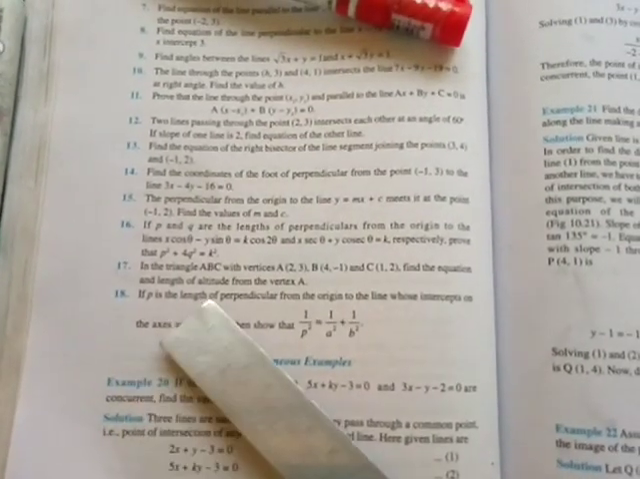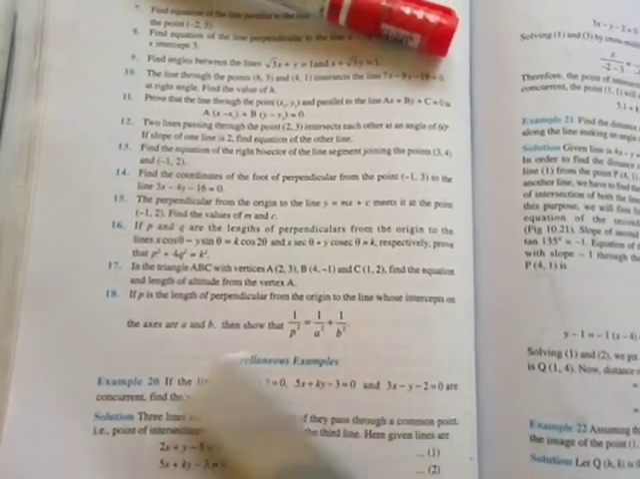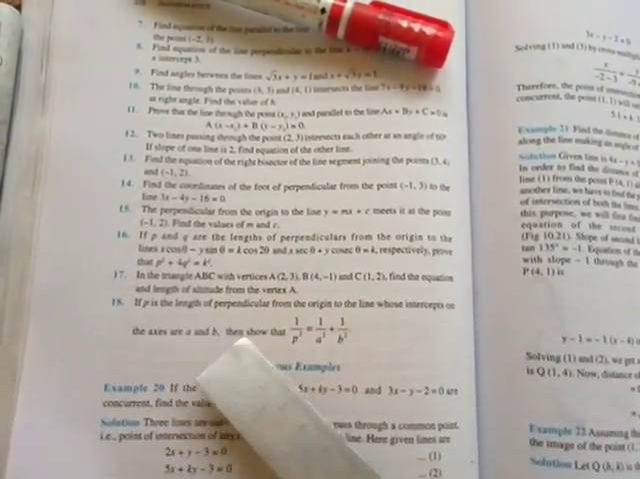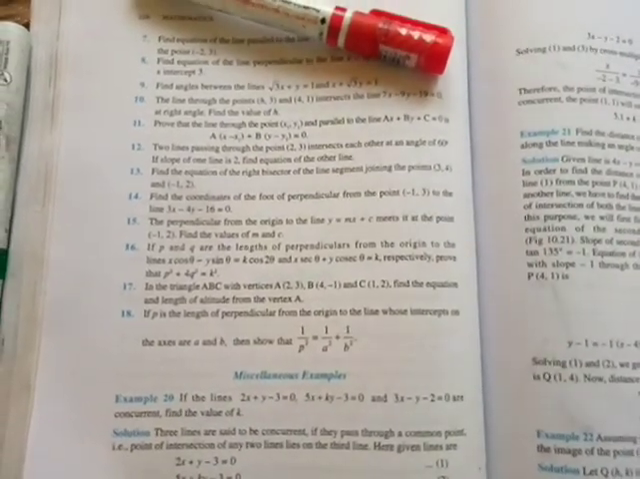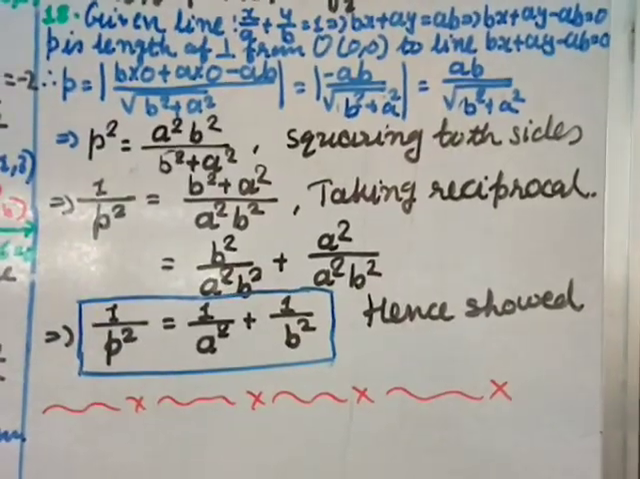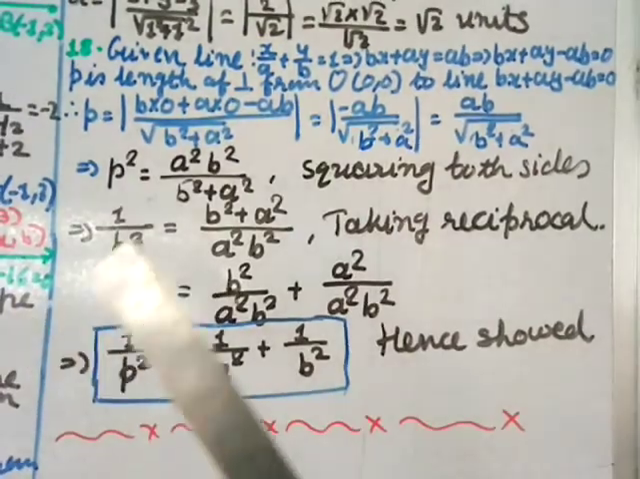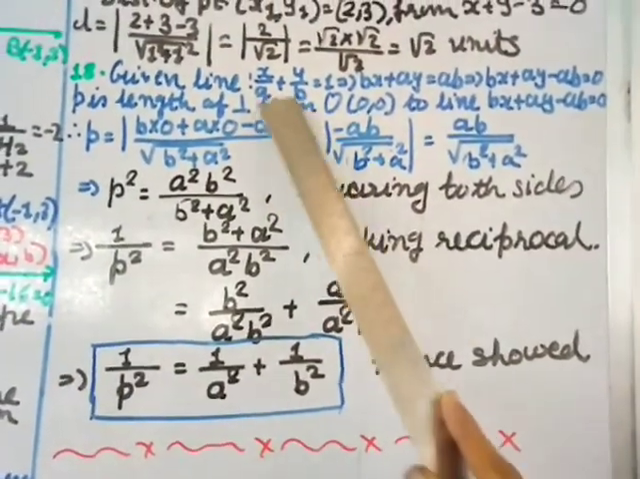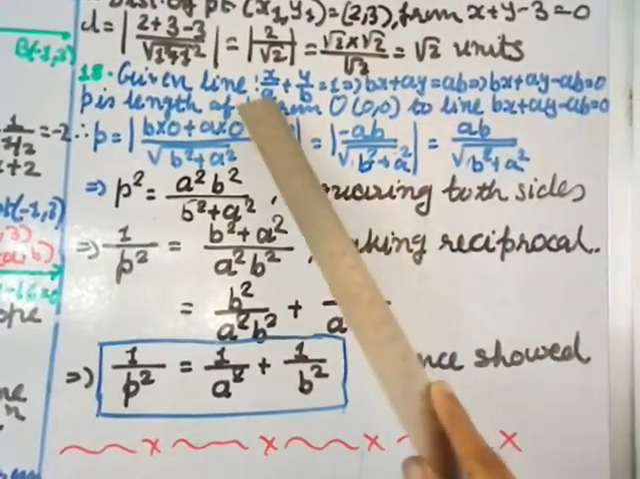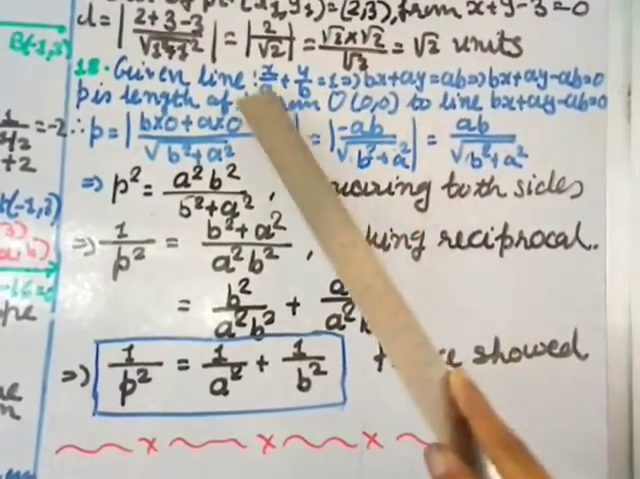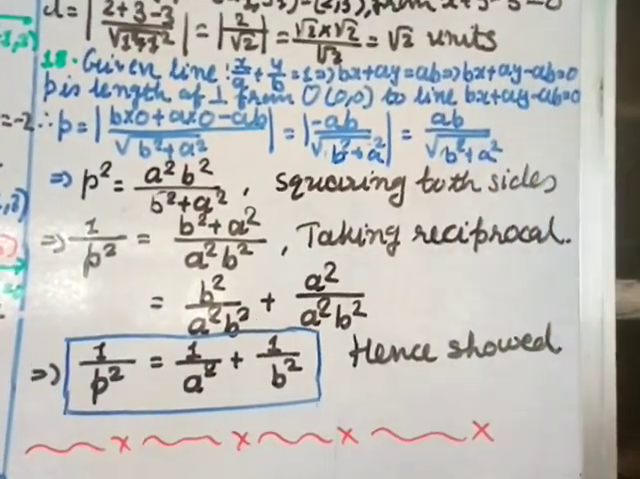If p is the length of the perpendicular from the origin to the line whose intercepts on the axes are a and b, then show that 1 by p squared equals 1 by a squared plus 1 by b squared. Given line is in intercept form, so I write x by a plus y by b equal to 1. Okay, the LCM is ab, so multiply here by b, so bx plus, here multiply by a, so ay equals ab. I'm just transferring the denominator over here, so ab into 1 is ab, and this ab transfers over here, so you get bx plus ay minus ab equal to 0.